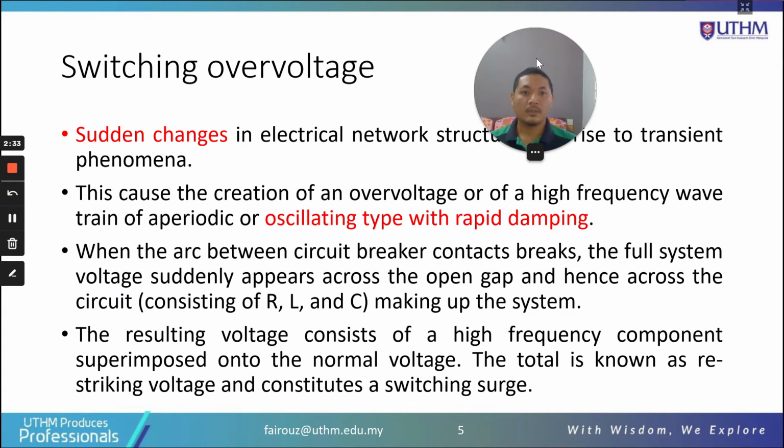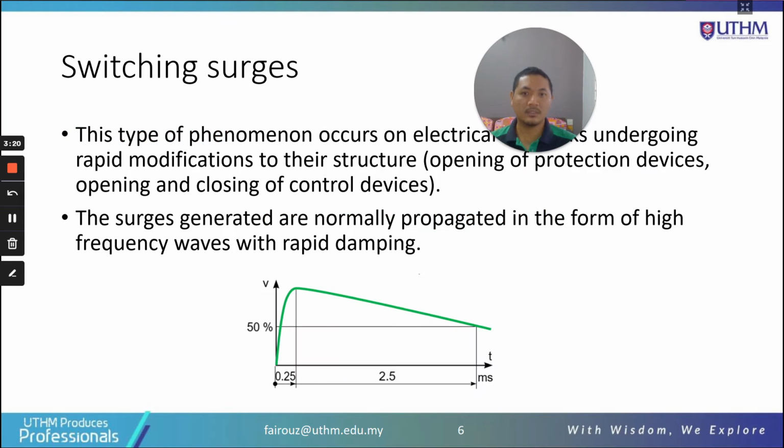For example, when the arc between circuit breaker contacts breaks, so when we open the circuit breaker, the full system voltage suddenly appears across the open gap and hence across the circuit. So the whole RLC circuit now changes, because when we open the breaker, that can cause an arc, and this can cause switching overvoltages. The resulting voltage consists of a high frequency component superimposed on the normal voltage. The total is known as restriking voltage and constitutes a switching surge.